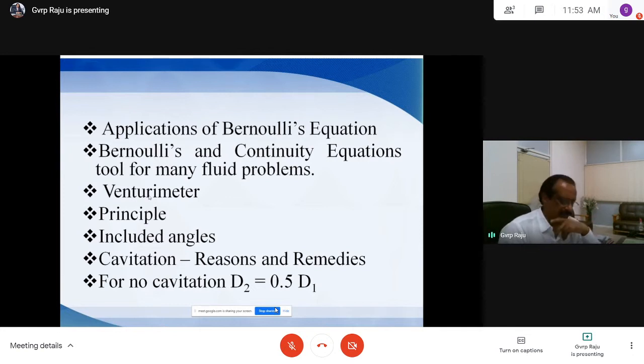So the venturi meter is a device used for finding out the discharge through a pipe. Simple principle involved here.